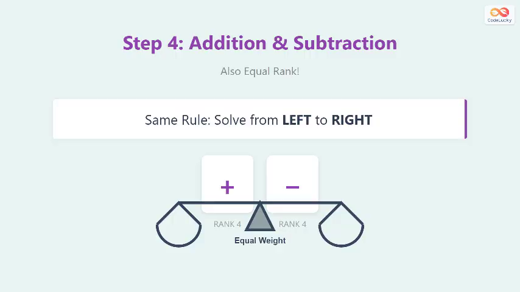The same rule applies to the final step, addition and subtraction. They are also equal in rank. You do not always add before you subtract. You simply solve them from left to right. If subtraction appears first, solve it first. This is the last step in any problem.